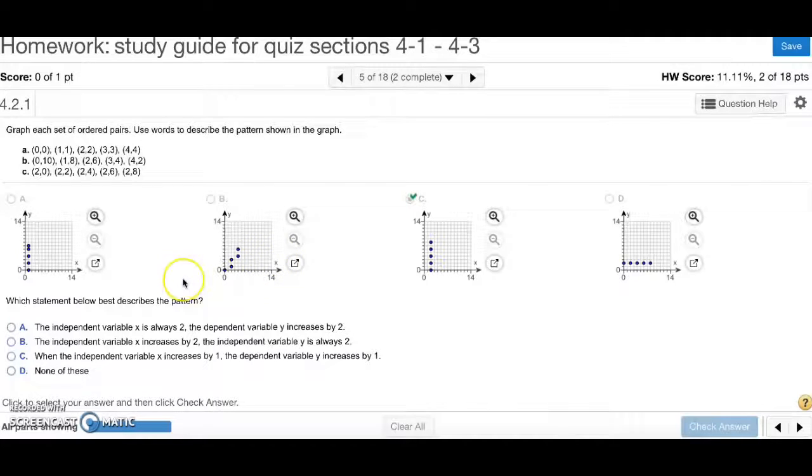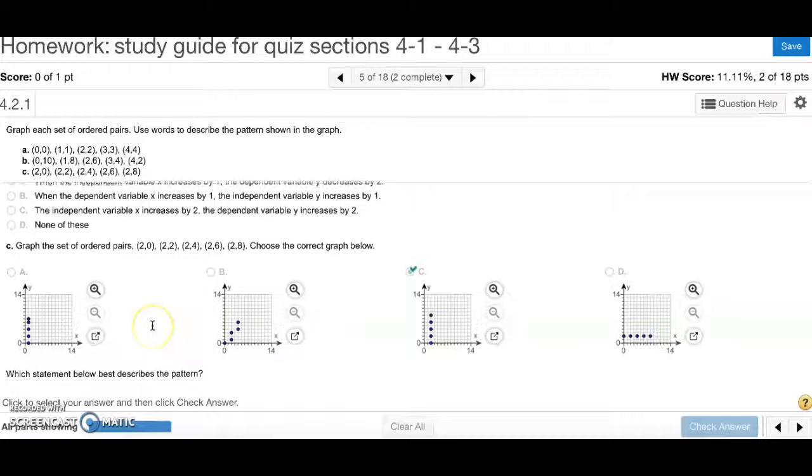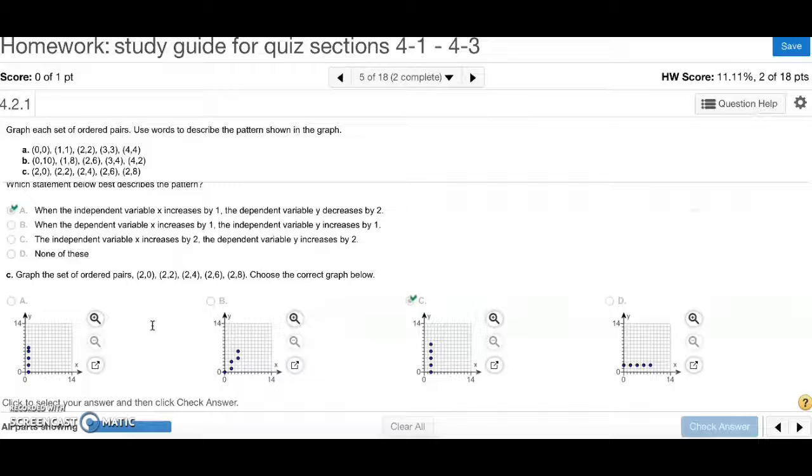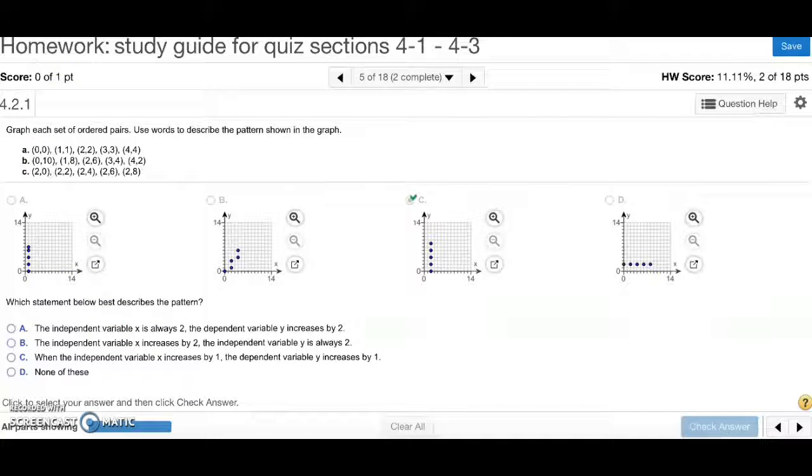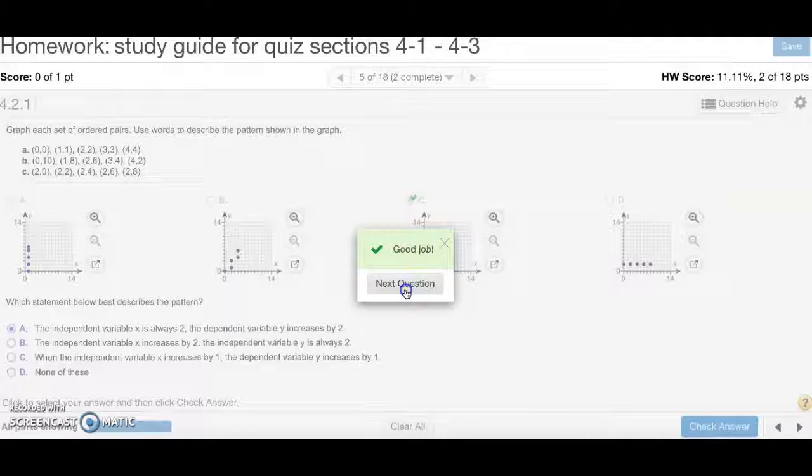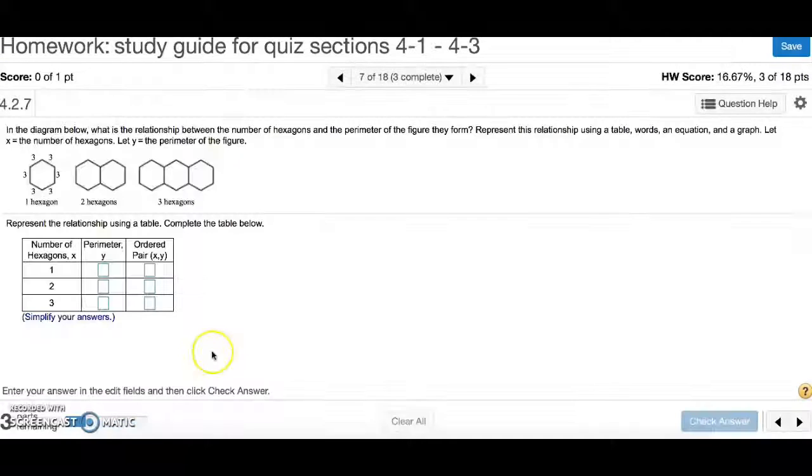Now, which statement describes the pattern? The x is always 2, but the y is increasing by 2. So your choice is going to be A. That's number 5. Number 7.